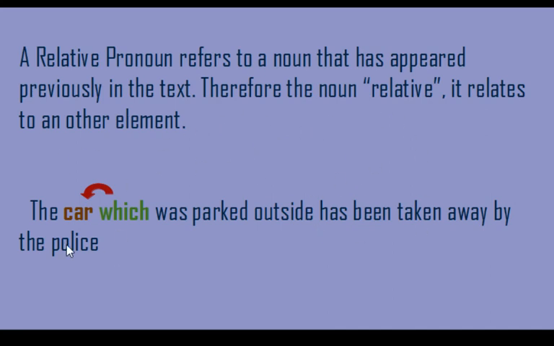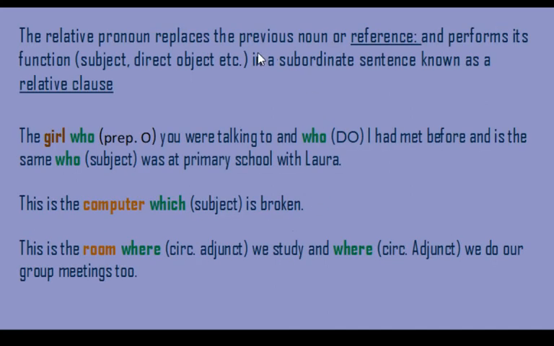Here we have an example: the car which was parked outside. This which is referring back to car. So this word that we are relating to is called the reference. It is this noun, or it could also be a subordinate sentence doing the function of a noun. And basically, the relative pronoun is having the same function as this previous noun in the sentence. So it could be the subject of the sentence.